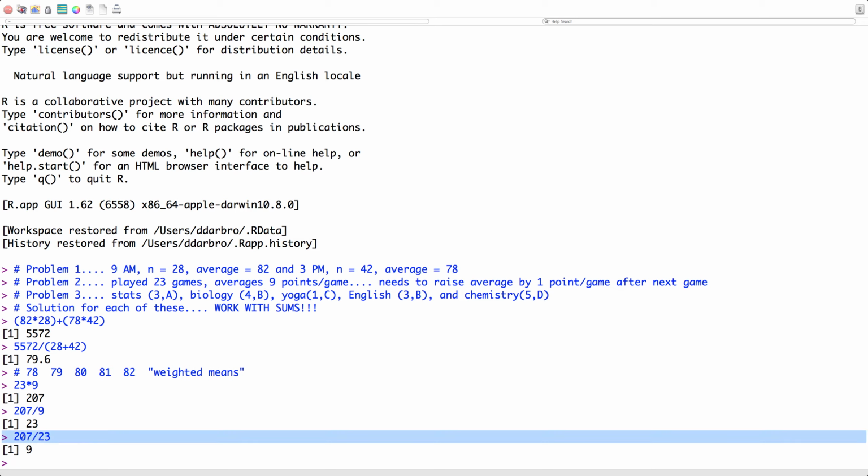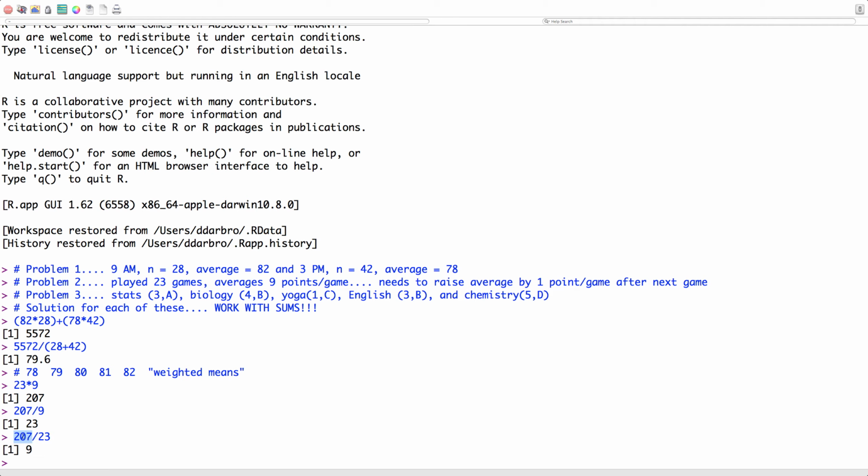207 is the only sum of scores that, when I divide by the number of games the person played, gives me 9 points per game. I don't know the scores, but I know they had to add up to 207. And how did I find that? By working with sums, taking the mean, taking n times the average.